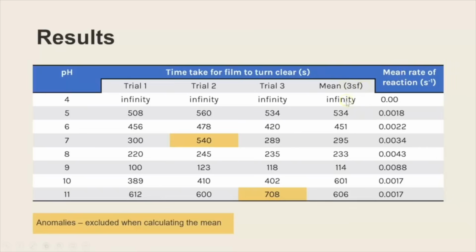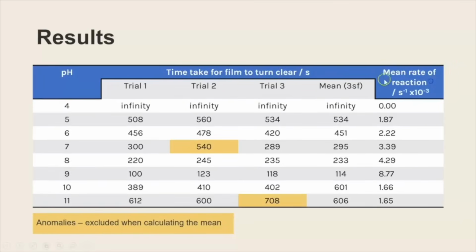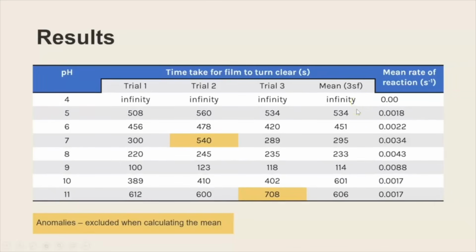Now I'm going to use the mean to work out the rate of reaction. And the units here have now popped up, second to the -1. So the way we'd work this out is we'd do 1 divided by the time taken. Now for pH 4, it never changed colour. So that means the reaction never happened. So the rate of reaction is 0. The rate of reaction for all of the other pH values would be 1 divided by the mean time taken. And that's what I've got written here.